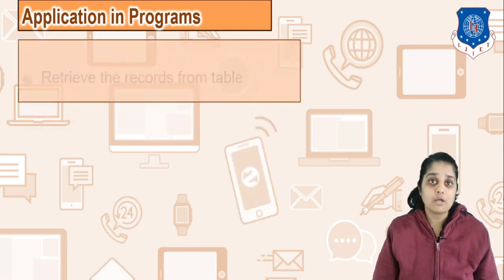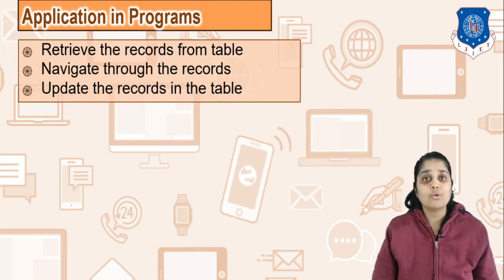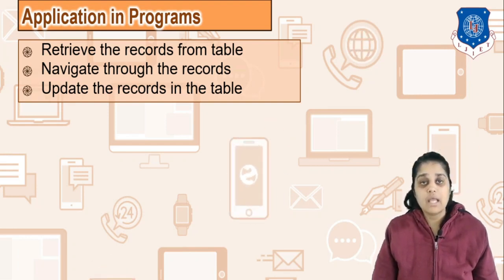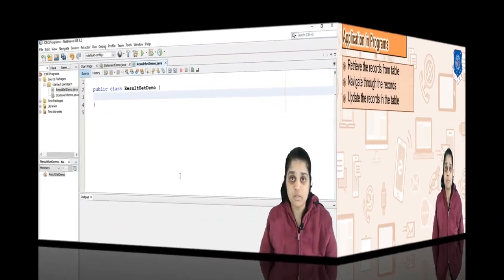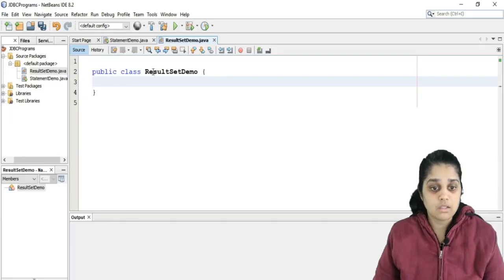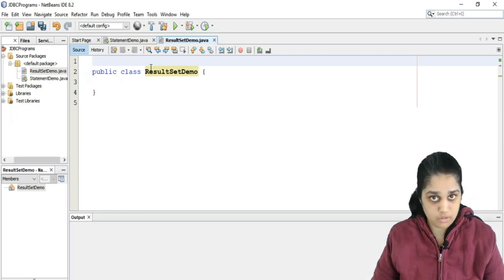In this practical program, we are going to first select the data, or the number of rows, from a table. Then we are going to navigate through the various records in the table, and update a record in the table without firing an update query. Let's see this practically. We'll begin with the ResultSet demonstration. This program is basically used for reading the results and retrieving the results from the database.